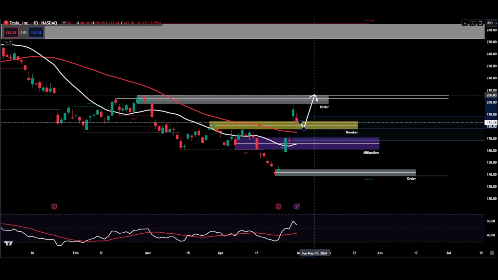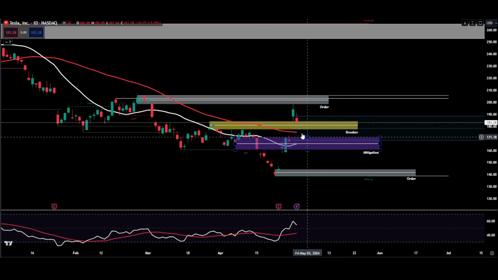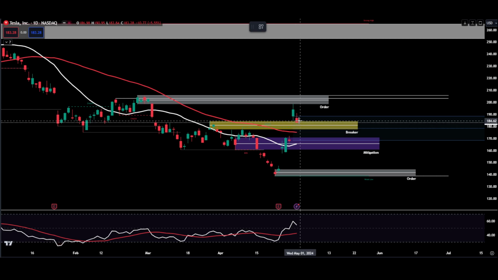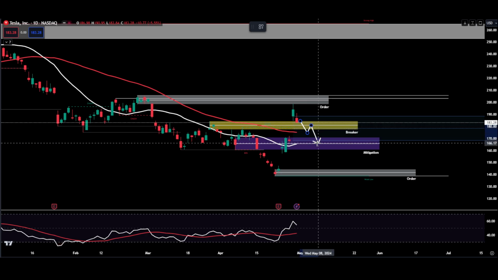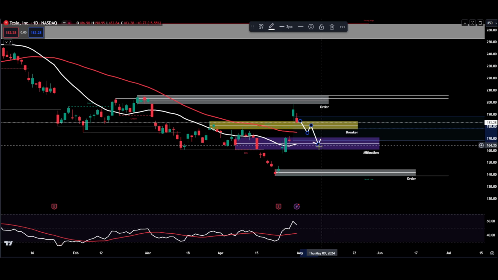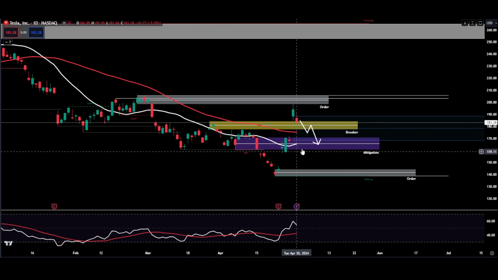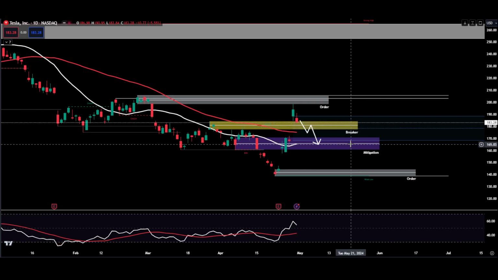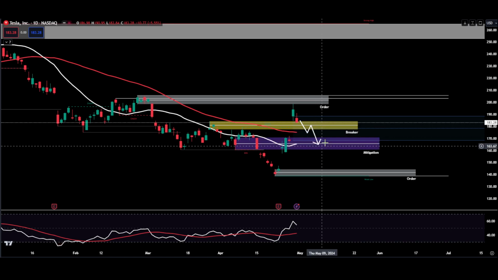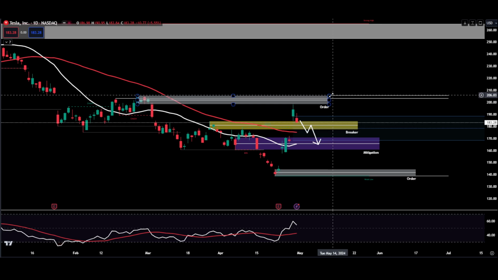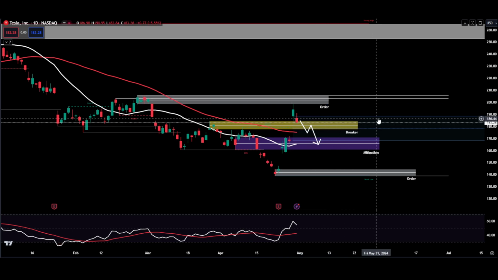Now, if we were to give that up, again, I'm going to show you, we'll just start a new path tool. I'm going to show you what that might look like. Maybe we come down, right? And we close below this breaker block, and then we pop back up, and then we attack. Maybe the 20 period is still down here. We attack this mitigation block, right? At that point, we can still look for a move to the upside. That brings us down into that, like, again, 160 all the way up to 171. So there's a $10 range within that mitigation block, where we could find support as well before we again make that move up to take out that 205 level.